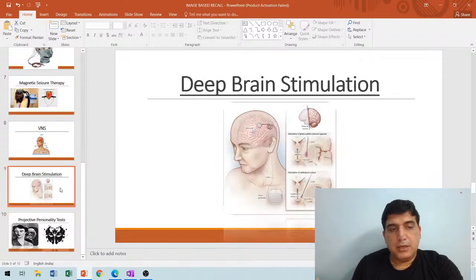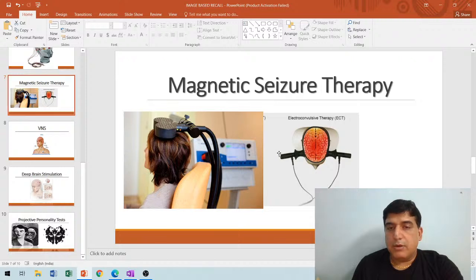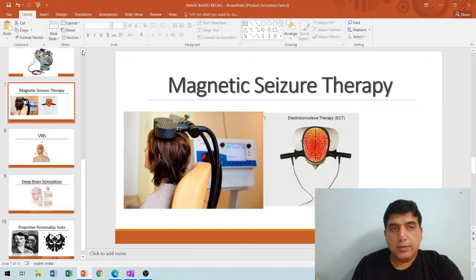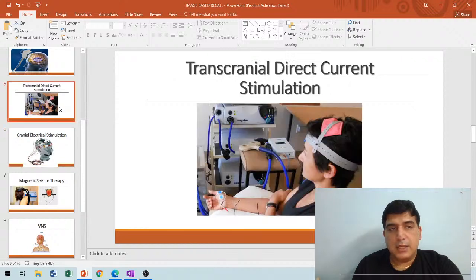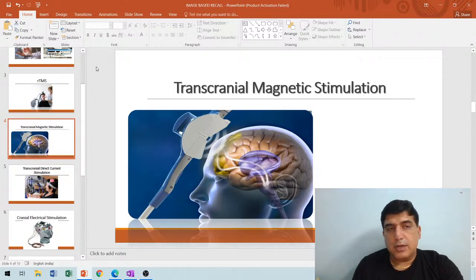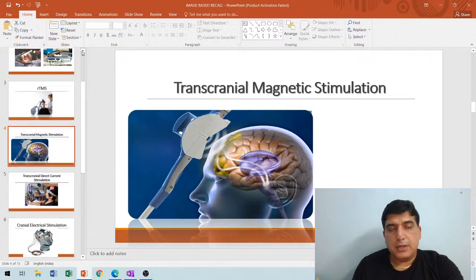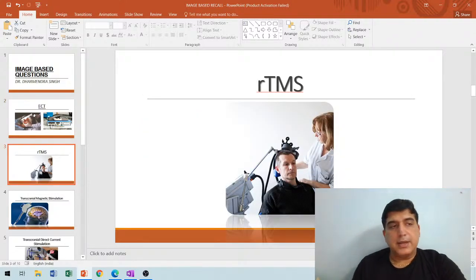Deep brain stimulation for treatment resistant OCD, vagal nerve stimulation for treatment resistant depression, magnetic seizure therapy is an alternative to ECT, to create a seizure. We have cranial electrical stimulation, not much evidence. TDCS we use, and RTMS in various treatment resistant psychiatric disorders: schizophrenia, OCD and depression. And we have ECT, electroconvulsive therapy. Okay guys, so these are the various pictures they can ask in psychiatry.